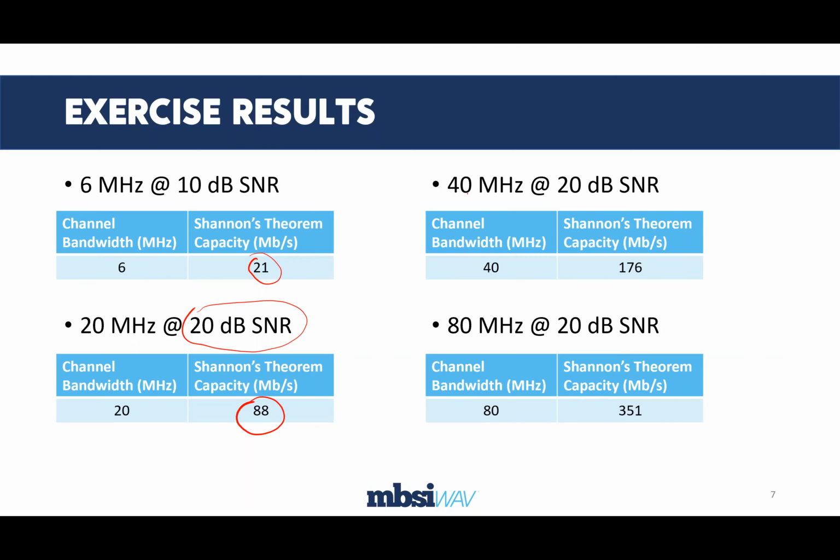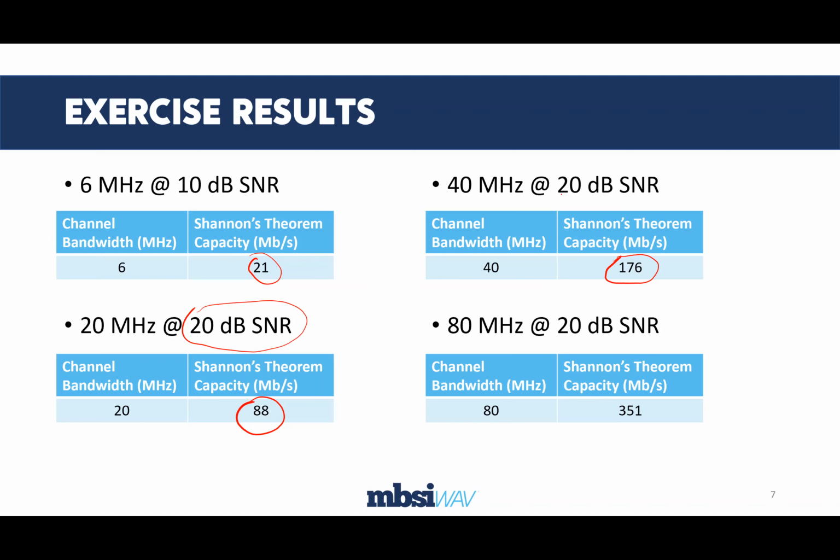As I increase my channel width, look at what happens here. The bandwidth goes up. On a 40 megahertz channel at 20 dB SNR, I use the same SNR on these three to just show what the difference is. I'm up to 176 megabits in that channel.